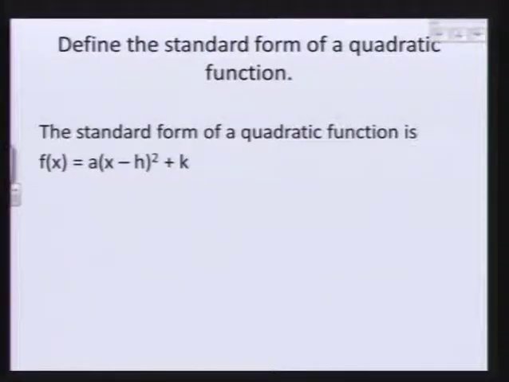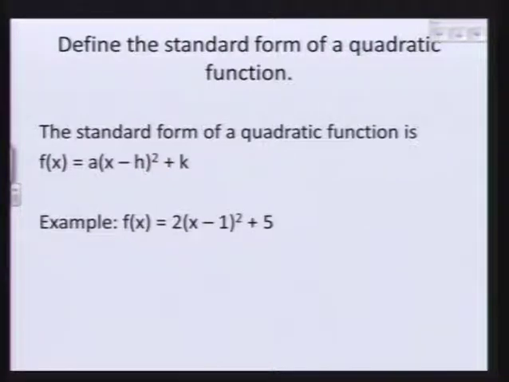All right, so let's go ahead and start in with our definition of the standard form of a quadratic function. The standard form of a quadratic function is f of x is equal to a, then notice we have in parentheses x minus h, close parentheses quantity squared, plus k. Now what's all involved with that? Well, we have an example here, and that example is f of x is equal to 2 times in parentheses x minus 1, close parentheses squared, plus 5.